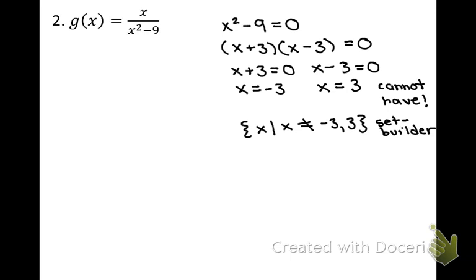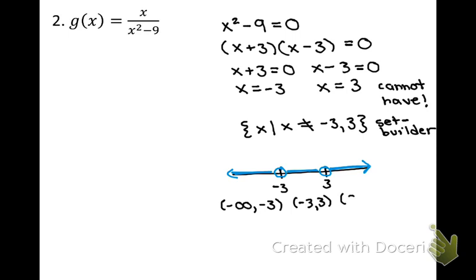Now I'm going to sketch myself a number line again. I'm going to put -3 and 3 on that number line. Remember, these are the ones that I cannot have, so these are going to be open circles, but everything else is fair game. So everything else on this number line is going to get shaded. So as I write this in interval notation, I'm going to have negative infinity to -3. I'm going to have -3 to 3. And I'm going to have 3 to infinity. And each of these pieces need to be joined with a union. That's my interval notation.